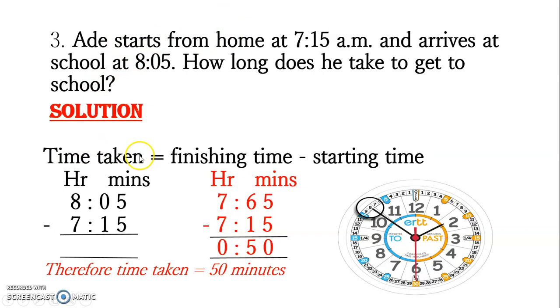So how long did it take Ade to move from his home to his school? Solution. So time taken is going to be finishing time minus starting time. Finishing time is greater than the time it started. So when you are subtracting, the greater or the larger number comes first and the smaller number comes after it. So having expressed it in this form, we have 8:05 minus 7:15. So 5 minus 5 we get 0. 0 minus 1, impossible, because we cannot take 1 away from 0.